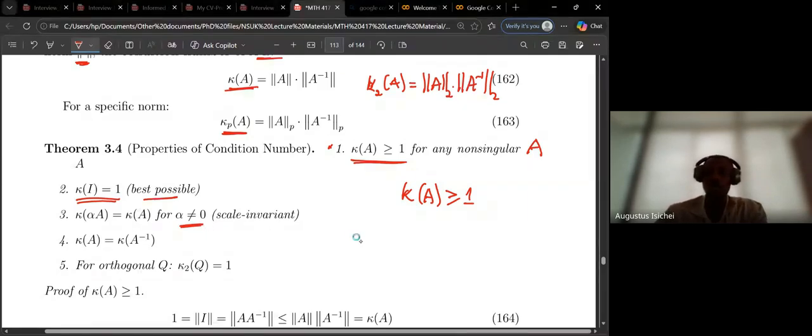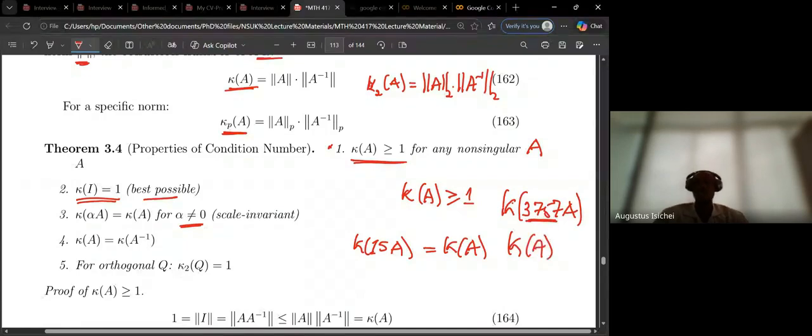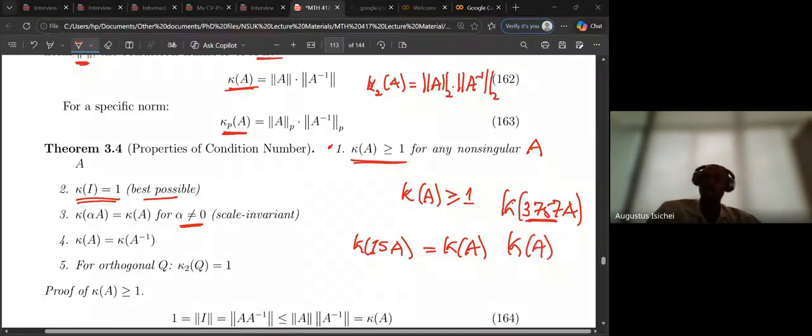This means that if I ask you to calculate the kappa of 15A, for instance, the answer is nothing but the kappa of A. Whatever number you have here is always going to give the kappa of A. So if in your exam you're told to compute the kappa of, say, 3757A, just know that you don't have to stress yourself computing this number, because the answer will always be equal to the kappa of A. It is a theorem that has been proved.